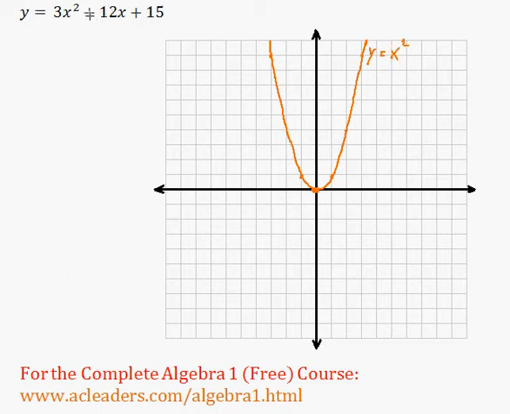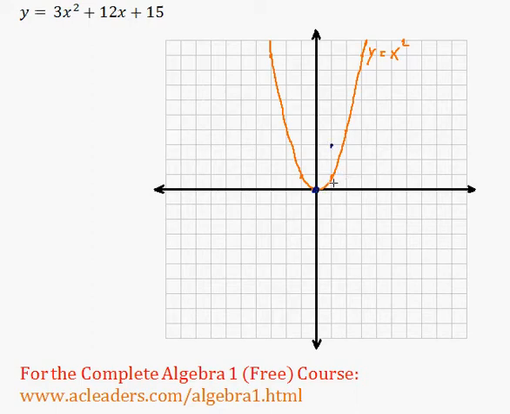Now, the graph that we want to ultimately sketch is y equals 3x squared plus 12x plus 15, which will have the exact same shape as y equals 3x squared. What is y equals 3x squared going to look like? It's going to have the same vertex as y equals x squared, but instead of going over 1 up 1, it will go over 1 up 3.